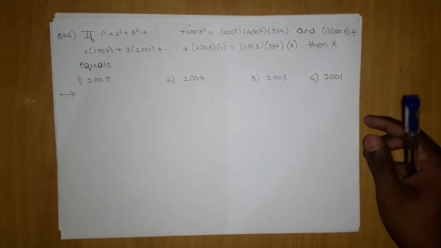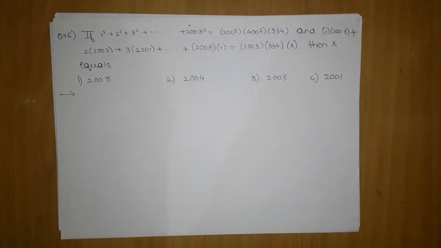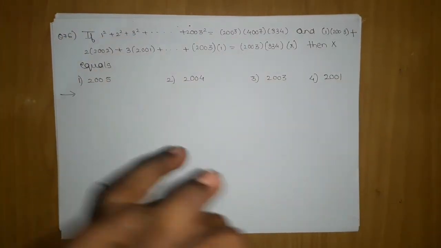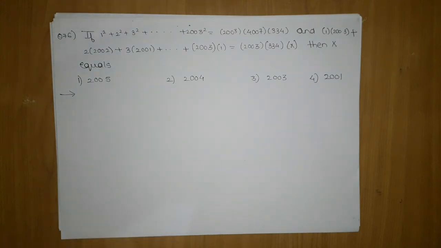The next question is this one, which says if 1 square plus 2 square plus 3 square and so on till 2003 square is nothing but 2003 into 2004 into 4007 by 6, that is 2003 into 334 into 4007, and 1 into 2003 plus 2 into 2002 plus 3 into 2001 and so on plus 2003 into 1 equals 2003 into 334 into x. Then x equals what?